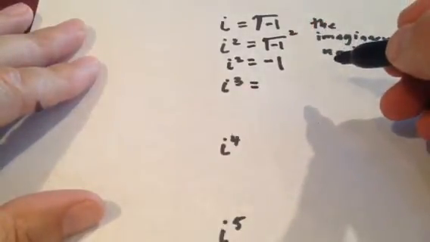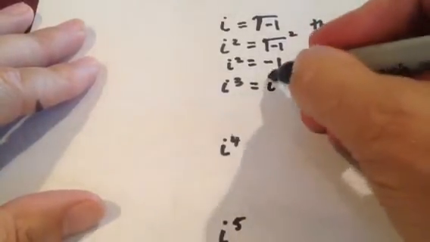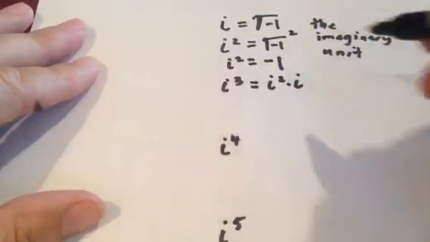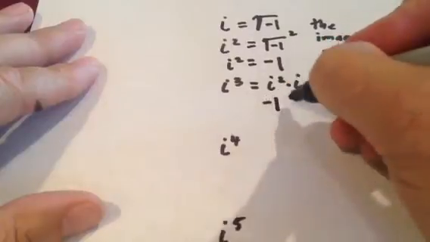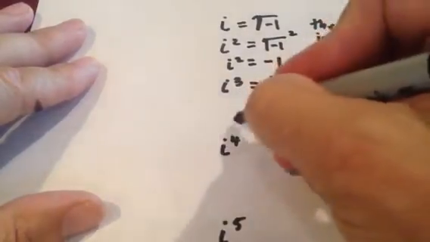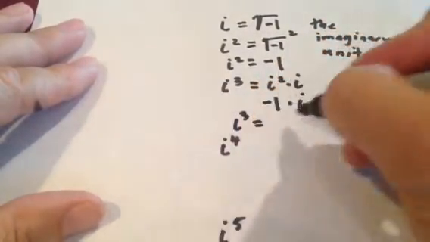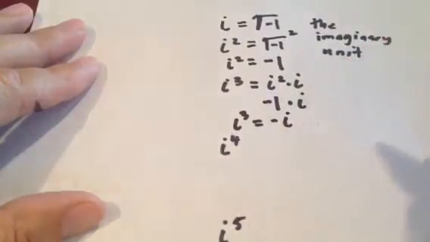Okay, i to the third. That is basically the same as i squared times i, and we already know i squared is negative 1, so that's negative 1 times i. So we know that i to the third is actually equal to negative i. A little strange, but that's what happens.